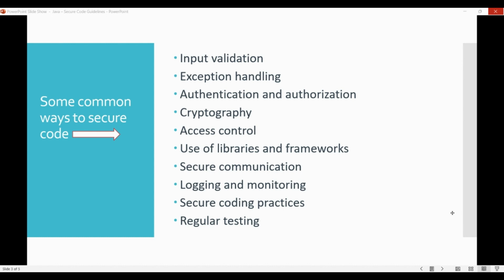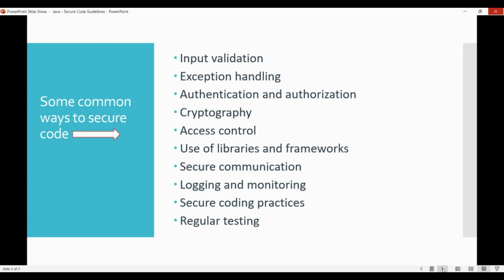By following secure coding practices, follow good practices like avoiding the use of hard coded credentials, avoiding reflection for sensitive information, and not allowing any kind of untested code to execute. And finally, we can say regular testing. Regularly test the code for vulnerabilities using tools like static code analyzers, dynamic code analyzers, penetration testing, fuzz testing, etc. So, these are some common ways to secure the code. And it is always important to stay up to date with the best practices, the latest trends, and the vulnerabilities.